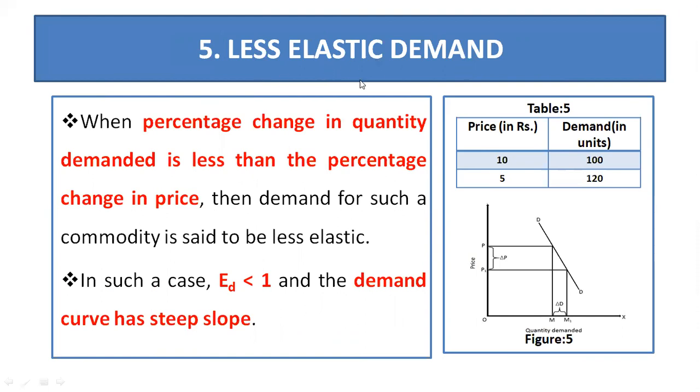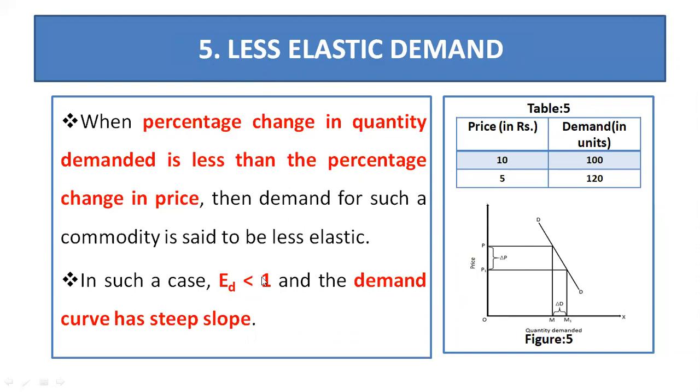Now moving towards the last kind of price elasticity of demand, the fifth one is less elastic demand. Now here a big change in price is going to bring a less than proportionate change in quantity demanded. In this diagram on the right hand side, you can see that the change in price is more, whereas the change in quantity demanded is less. So here less indicates what? Less change in quantity demanded. So when the percentage change in quantity demanded is less than the percentage change in price, the demand for such a commodity is said to be less elastic.